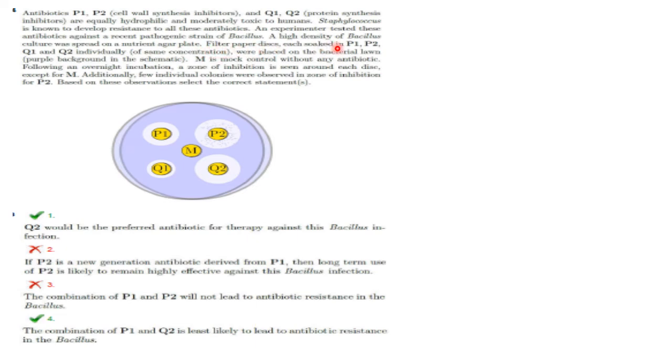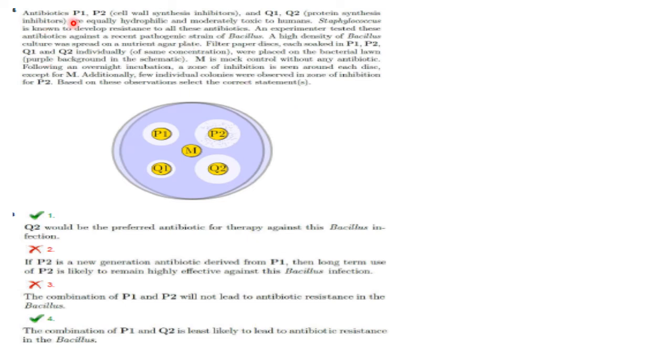Filter paper discs, each soaked in P1, P2, Q1, Q2 individually of the same concentration, were placed on the bacterial lawn. M is mock control without any antibiotic. Following an overnight incubation, a zone of inhibition is seen around each disc except for M. Additionally, few individual colonies were observed in zone of inhibition for P2. Based on these observations, select the correct statements.